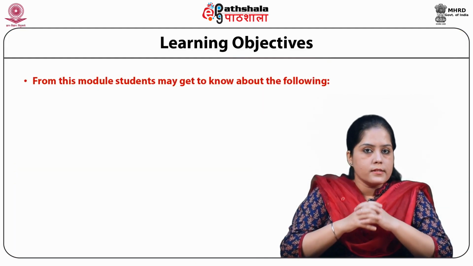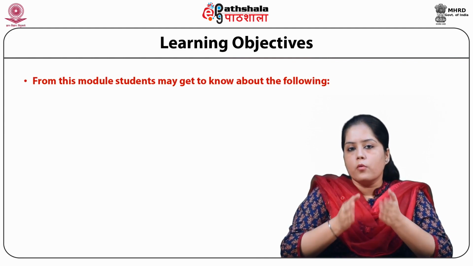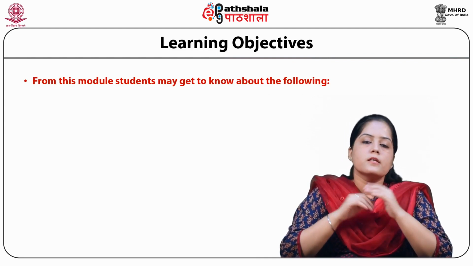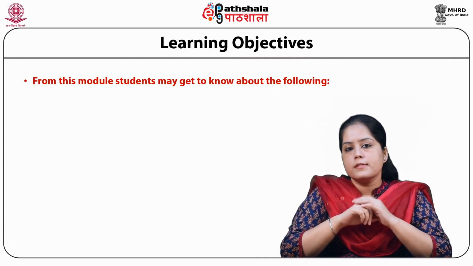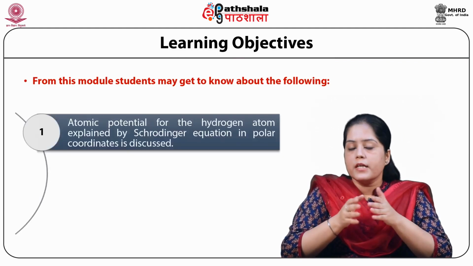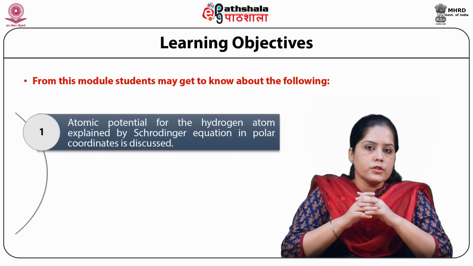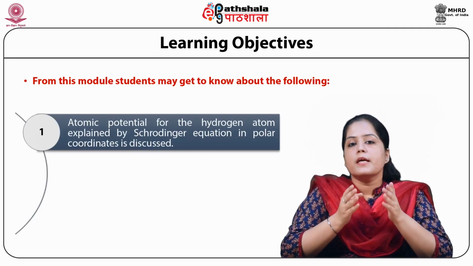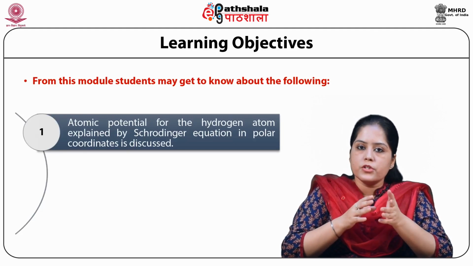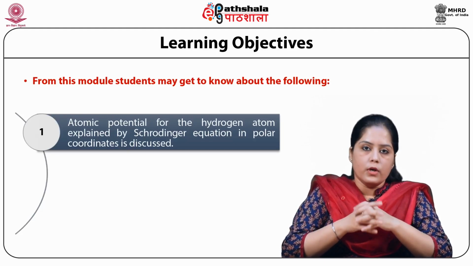So students, today we are going to talk on the module Atom to Molecule from the paper Physics at Nanoscale. Let us see what we are going to learn in this module. First, the atomic potential for the hydrogen atom is being explained by Schrödinger equation in polar coordinates.